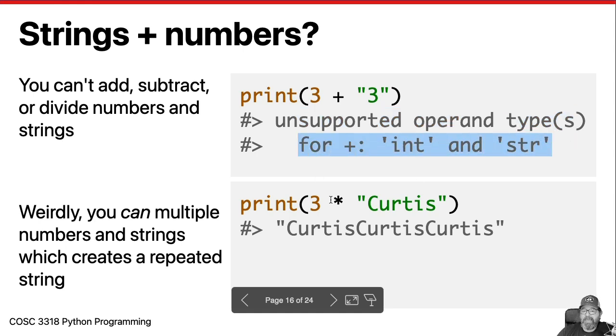Weirdly enough, you can multiply numbers and strings, because Python's pretty fun that way. It makes it easy. You can take whatever string you want and multiply it by a number, and then you will get a new string with the original string repeated that number of times. So Curtis times 3 or 3 times Curtis, either way, it's Curtis, Curtis, Curtis. I should have done bodies, because then it would have been bodies, bodies, bodies.